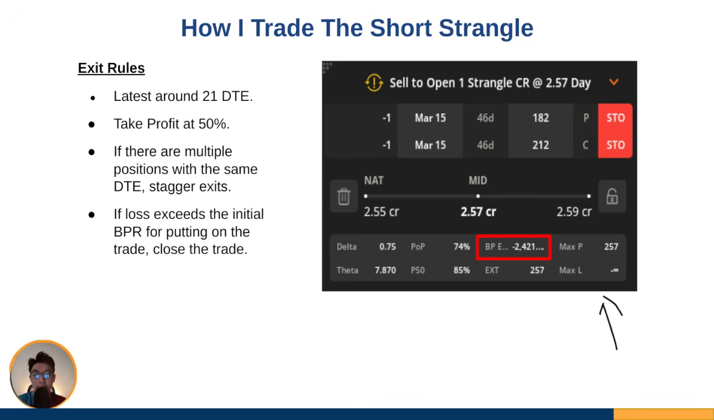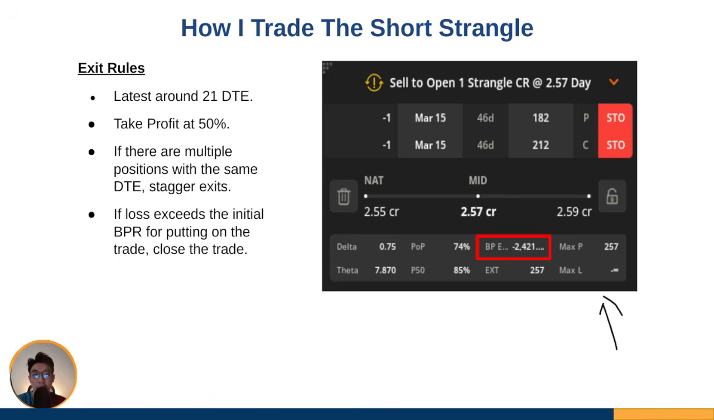So for the Strangle, as long as it hits the buying power effect that I put on for the trade. For example, as you can see down here, this buying power effect or buying power requirement, both are pretty much the same term. As long as it hits this amount that I used to put on the trade in the first place, that means I used this capital to open up this trade, I'm going to exit it, right? So this is a non-negotiable rule.